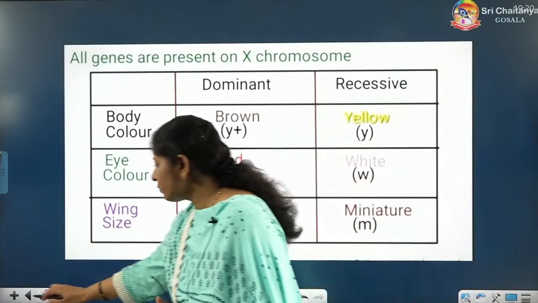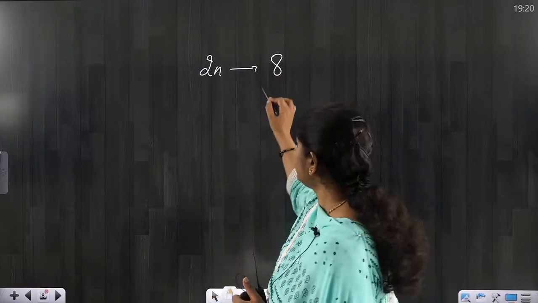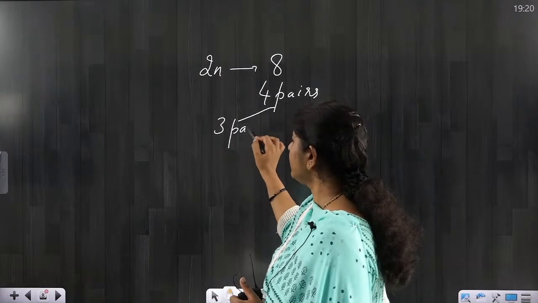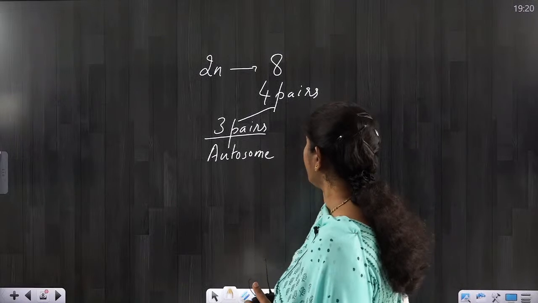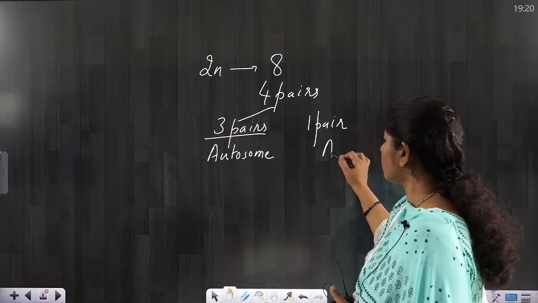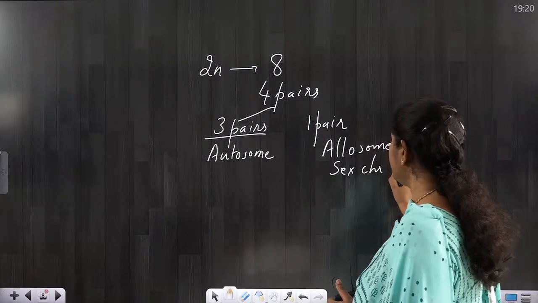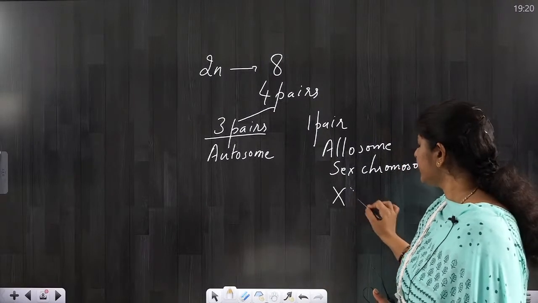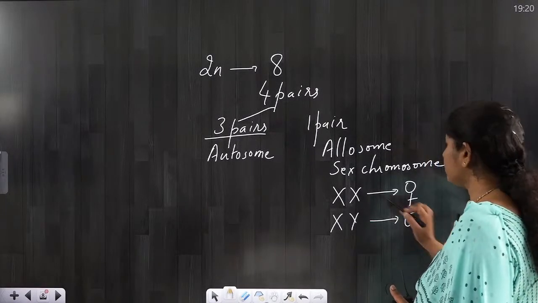If I say for Drosophila, how many chromosomes does it have? 2n equals 8. Can I call it 4 pairs? Out of 4 pairs, 3 pairs will be autosomes and one pair will be allosomes. What is that? You call it sex chromosomes, which determine whether it is a male or female Drosophila. XX is indicating the female, XY is indicating the male Drosophila.